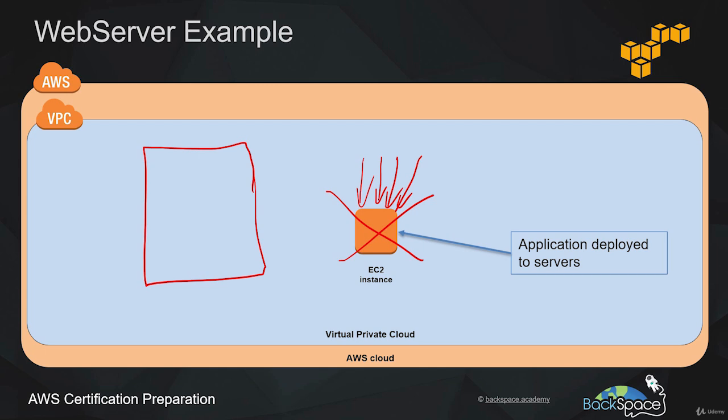Also, what happens when the demand goes back down again? Do we have to tear that down and then put in a smaller instance? And what happens if that happens every day? What happens if that happens every hour? It's just not going to be economical for us to do that.